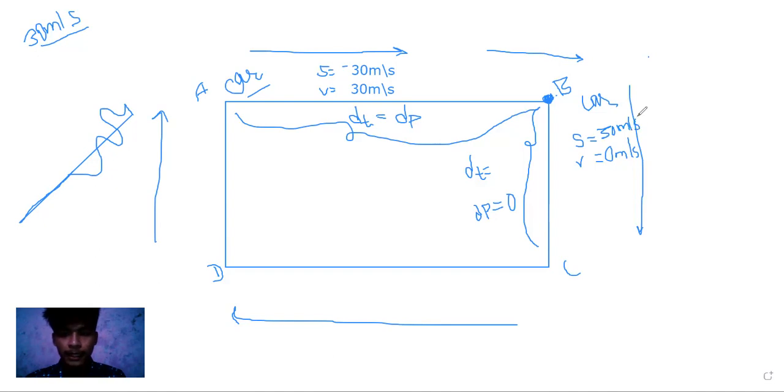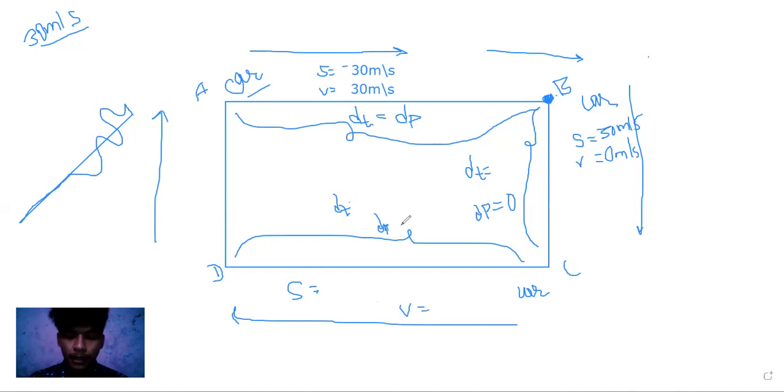Now the car has reached C. And now the car is moving towards D from C. So now we'll again take dt and dp, that is, distance and displacement. What is the value of distance and displacement? We'll take that. And we'll try to know speed and velocity also.